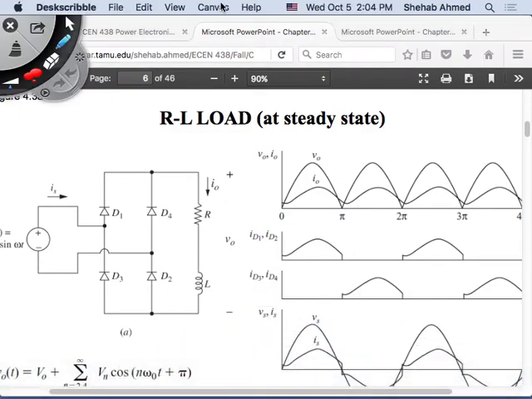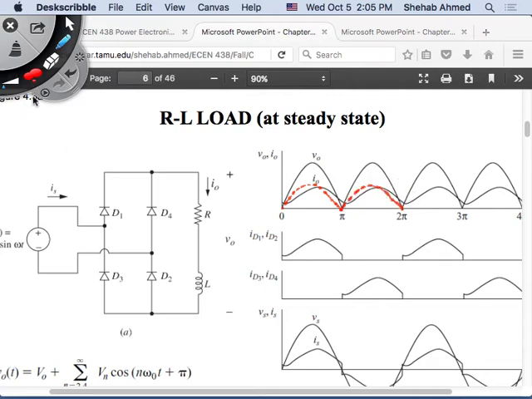Our full bridge rectifier circuit here. But now I have an RL load, not an R load anymore. So what was happening, again, always when you have an RL load, draw the R case first. So the R case, the output voltage was this full wave rectified waveform, and the current looked like what? Same as the voltage. Stopped here, right?